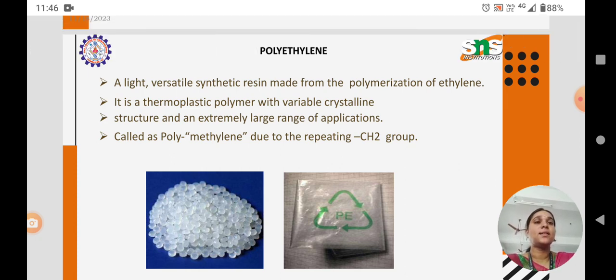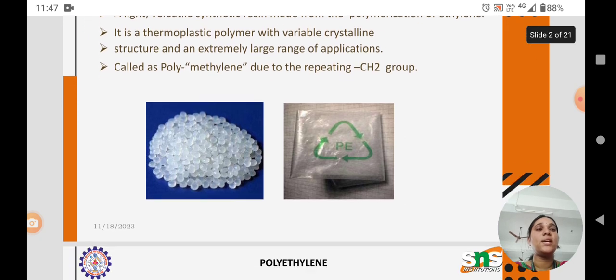Polyethylene is a light synthetic resin which is made from the polymerization of ethylene. It is a thermoplastic polymer with variable crystalline structure, and it has an extremely large range of applications. It is called polymethylene due to the repeating CH2 group. These are the raw material. The white color beads are the raw material of polyethylene.